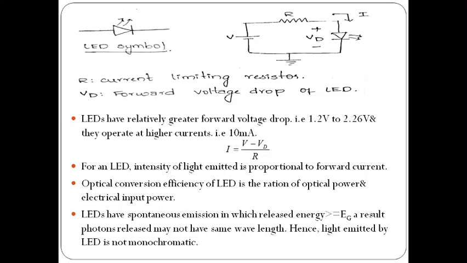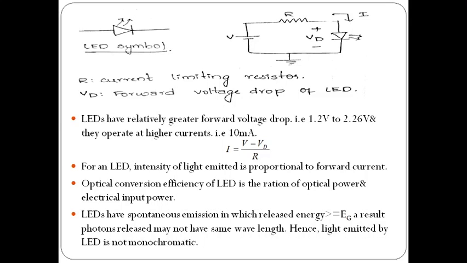Normal PN diodes are fabricated using indirect bandgap semiconductors like germanium and silicon. In this recombination we also have energy, but it is in the form of heat. Coming to direct bandgap semiconductors, we have the energy in the form of light. So these direct bandgap semiconductors are used in LEDs.